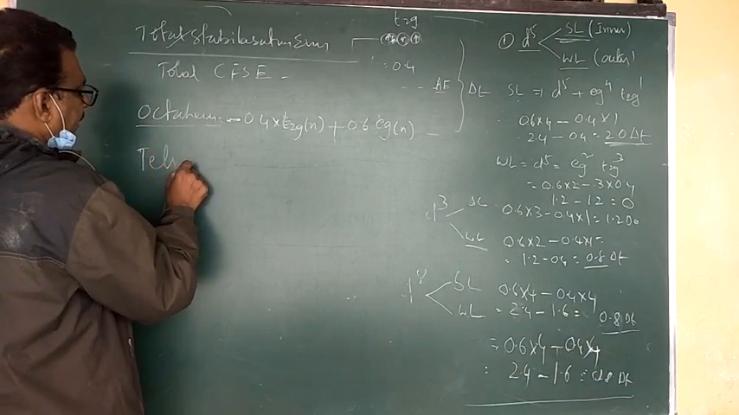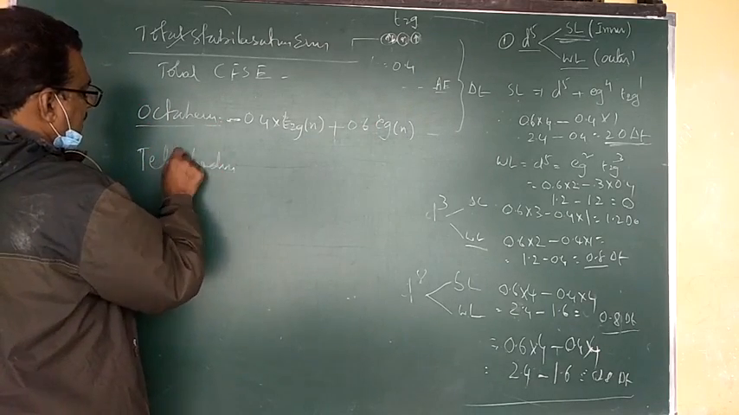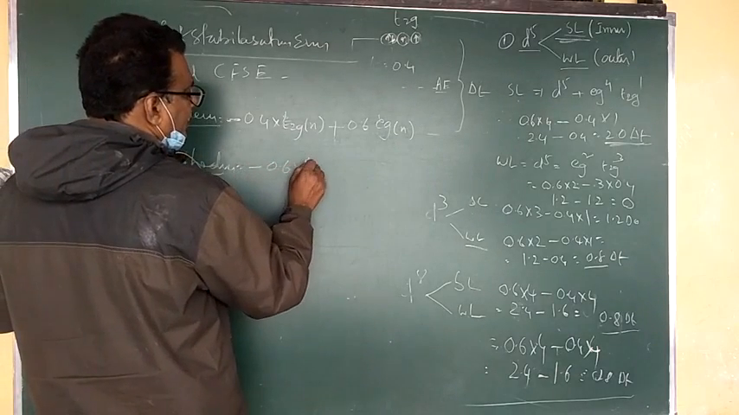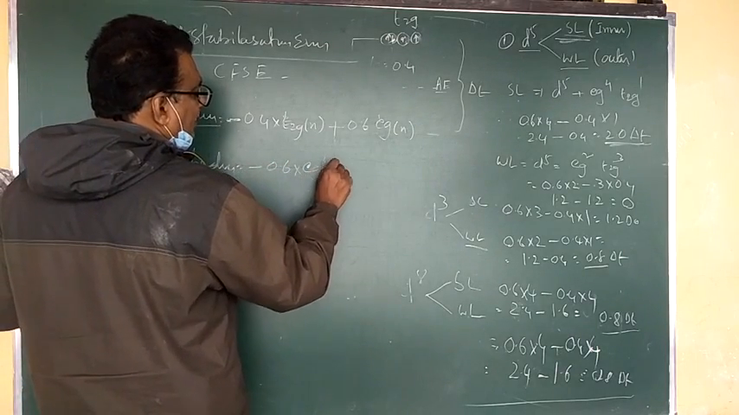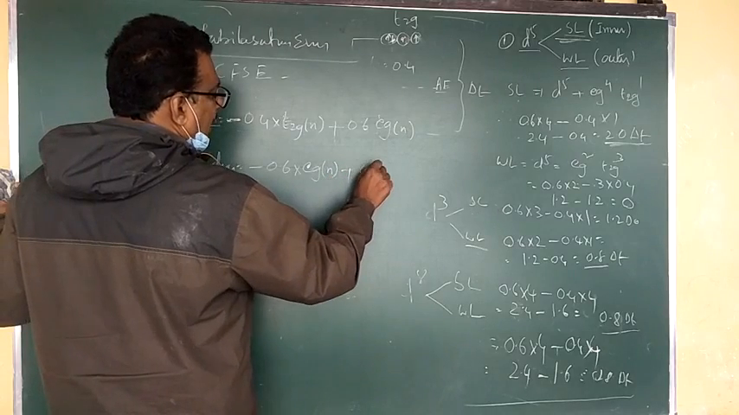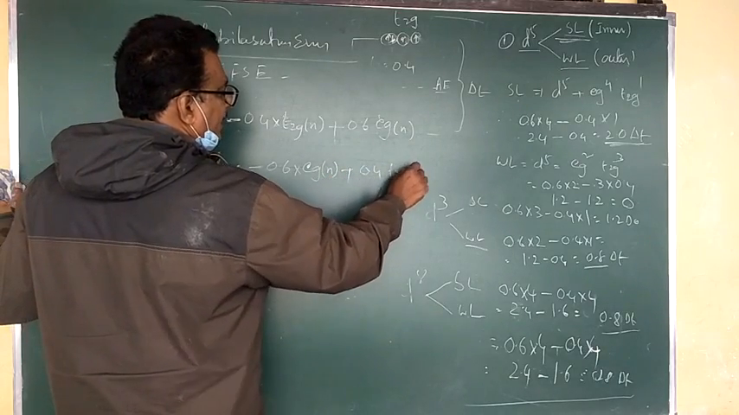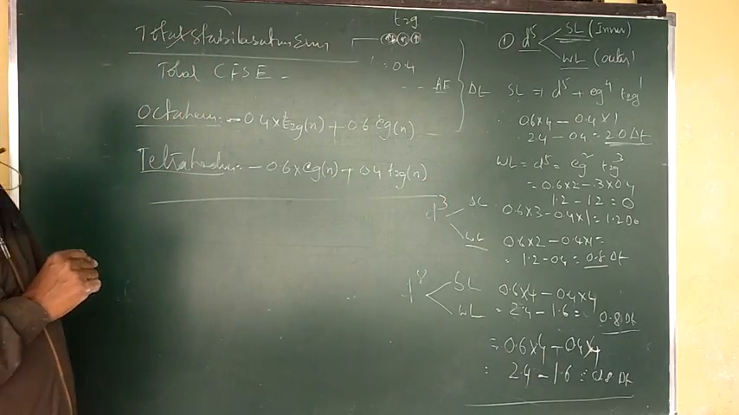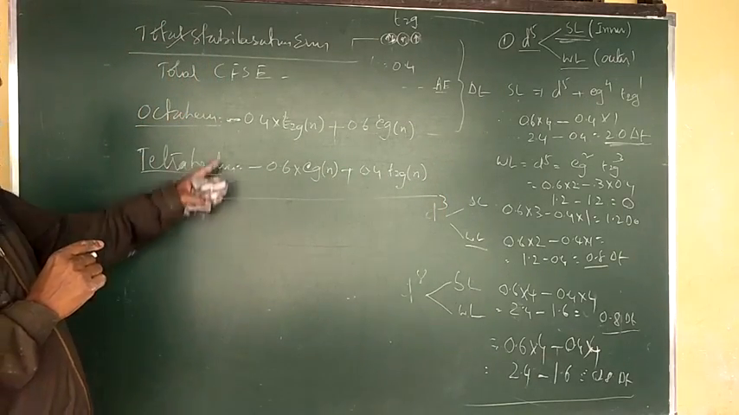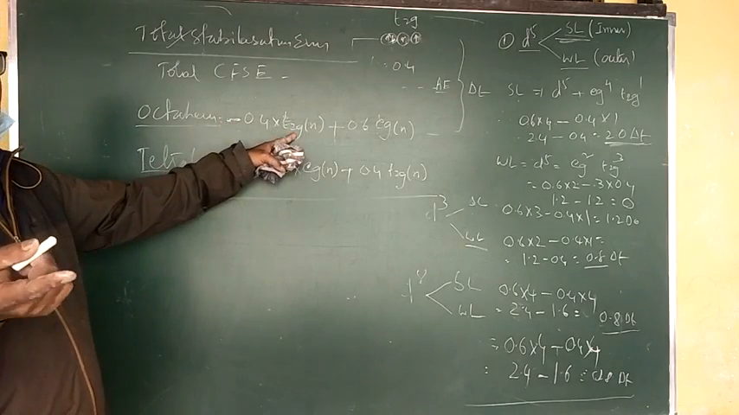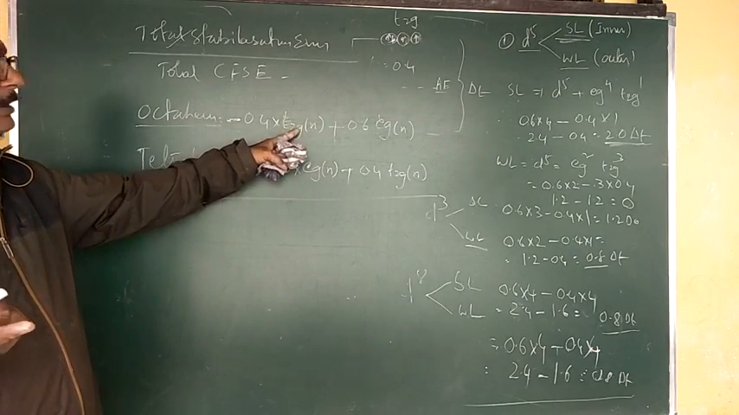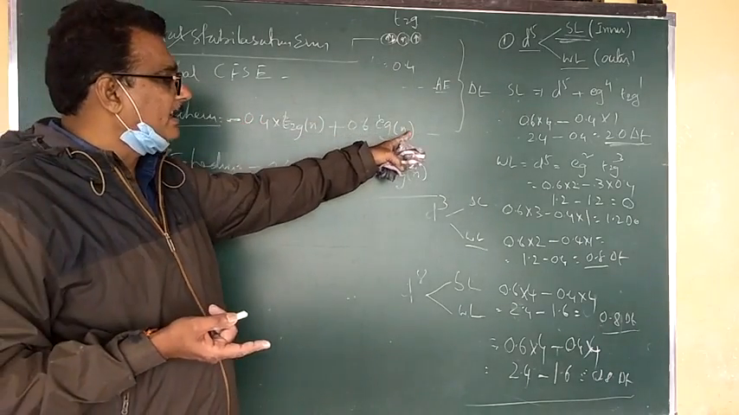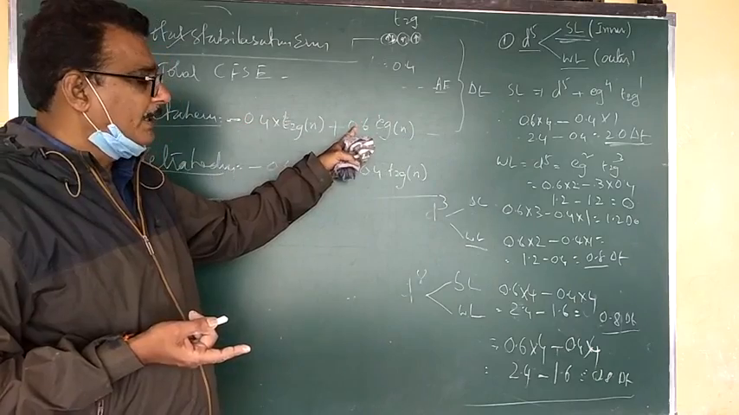Now I am going to the tetrahedral complexes. For tetrahedral complexes, it is minus 0.6 into the number of electrons in Eg plus 0.4 into the number of electrons in T2g. This is the formula for the total stabilization energy. In octahedral, however, the number of electrons in T2g is multiplied by minus 0.4, and the number of electrons in Eg is multiplied by 0.6.